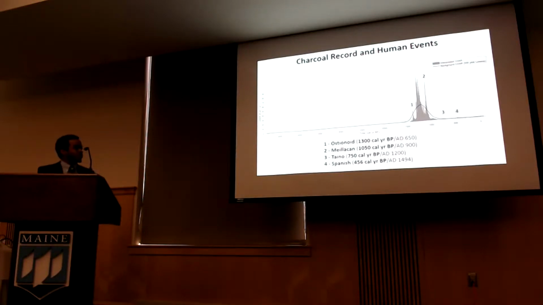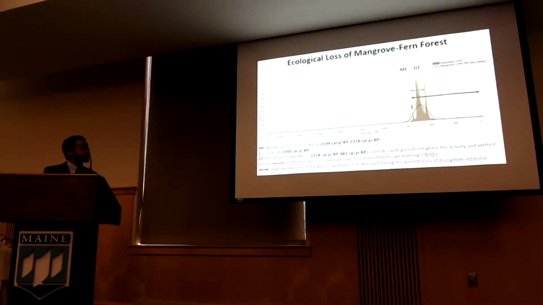When the Malak arrived in 900 AD, indicated by 2, we see a sharp rise in fire activity above background levels. And numbers 3 and 4 on the figure coincide with the arrival of the Taino on the island in 1200 AD and Spanish colonists in 1494. And we see 2 relatively smaller peaks in fire activity above background levels.